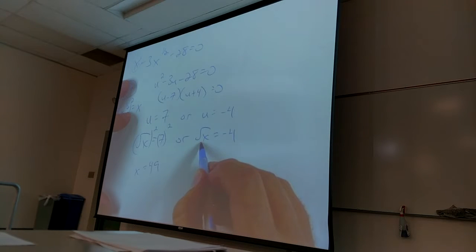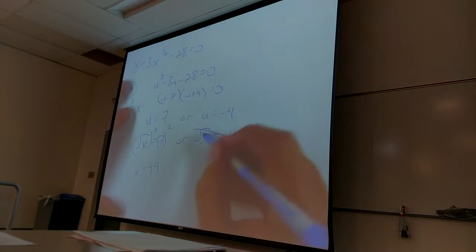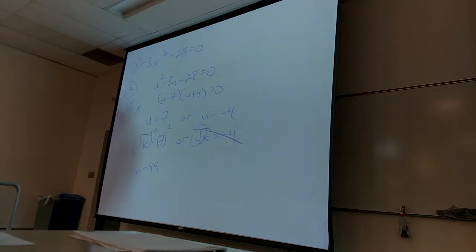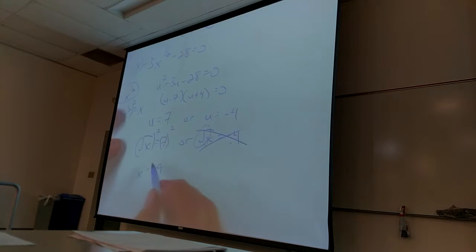Square root cannot be negative. Doesn't lead to any answers. It's not even complex. It's just that this symbol is the positive root. So u can't be a negative number. So that doesn't give me any answers. So x is 49 is the only answer.